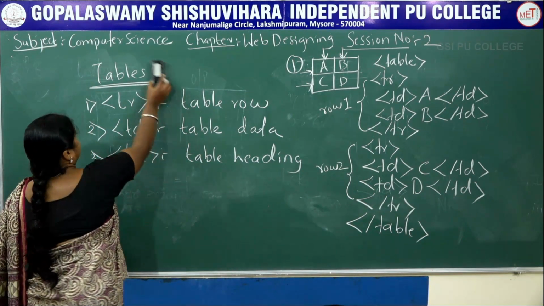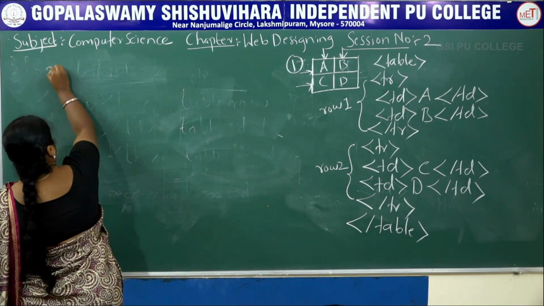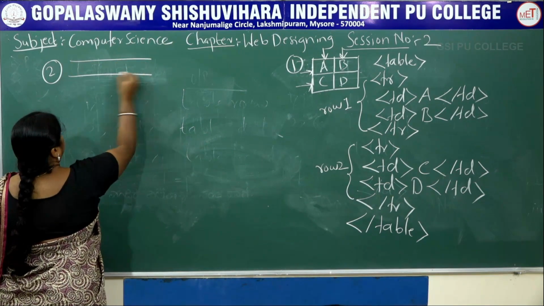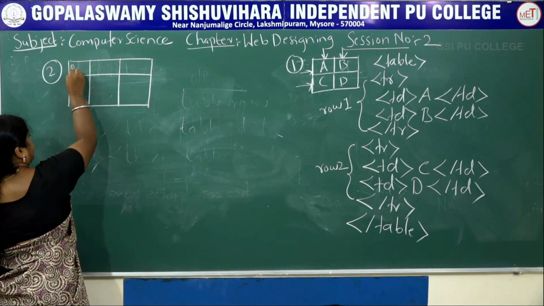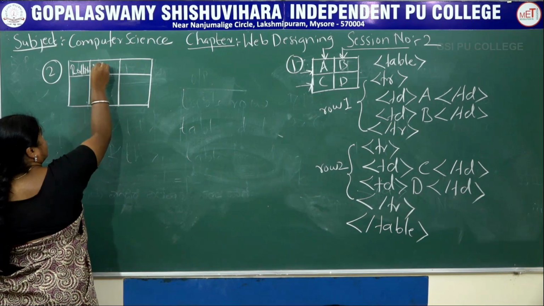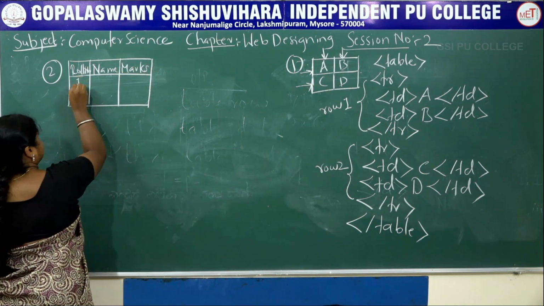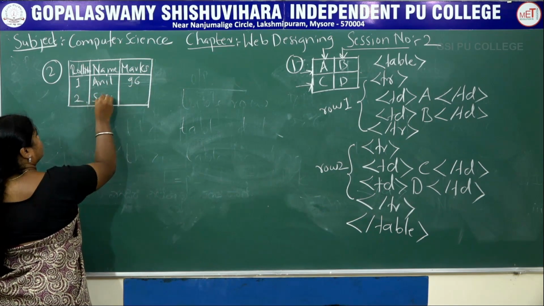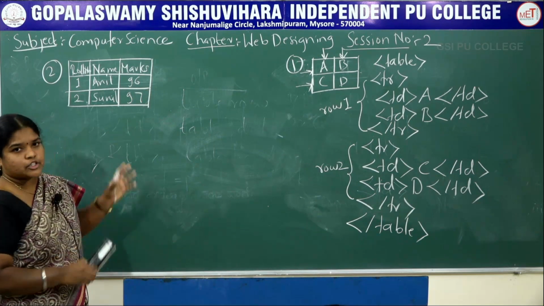Now let's take another example for the same table. Let's see the second example. Suppose there are 3 columns in a particular table. The first one is roll number, the second one is name, and the last column is marks. We'll take some students' information here. So this is a simple student table.